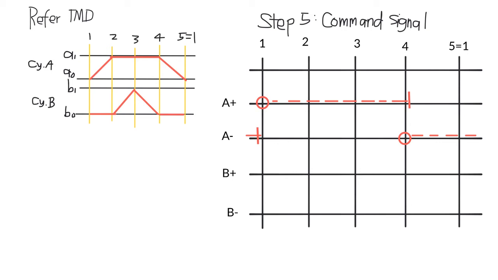Next, for B plus, take a look at the TMD. It starts at step 2 until step 3. And last one, we have B minus. It starts from step 3 until step 2 again.